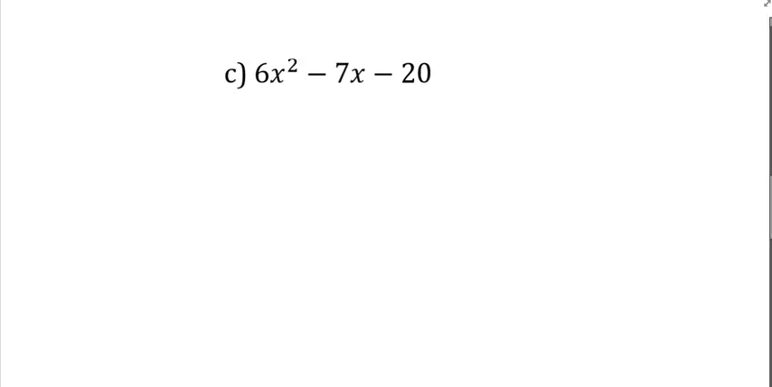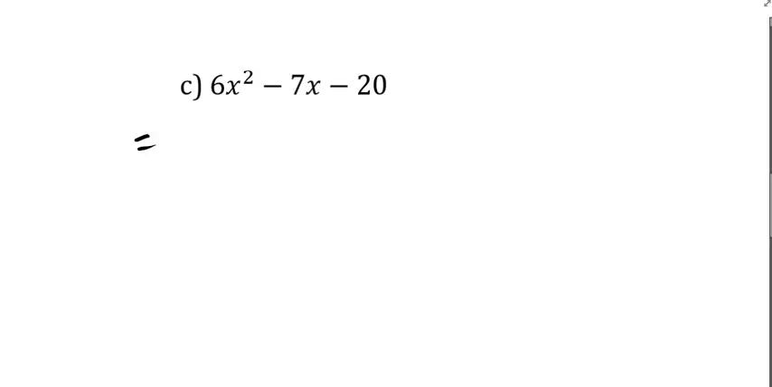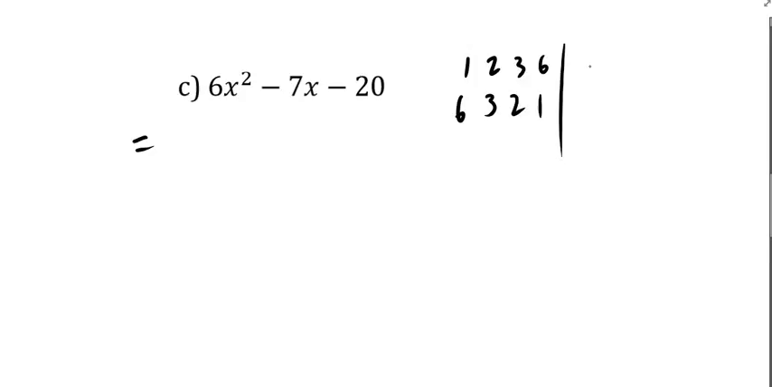Don't forget you have to take the negatives into account here. Don't stare at the page. Start writing. Start with the factors of 6. I'm going to flip those. Factors of 20. What does that negative sign tell me?